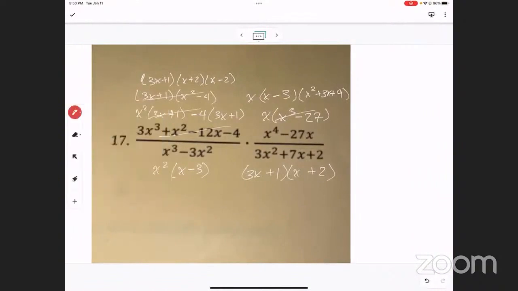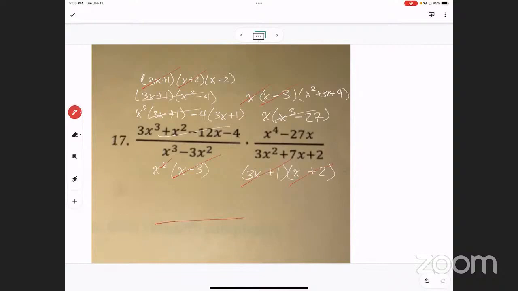You can cancel out one of the x's. So I'll have an x left on the bottom. I have an x - 3 and an x - 3, so I cancel those out. I have a 3x + 1 and a 3x + 1 on the top, so I cancel those out. I have an x + 2 and an x + 2, so I cancel those out. So what's left in the bottom?